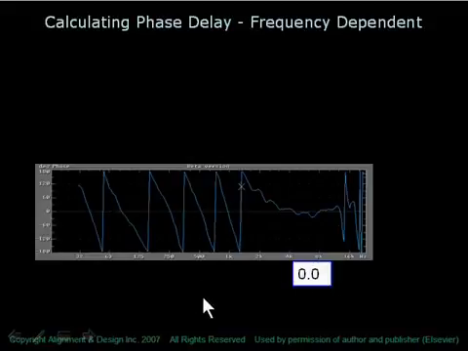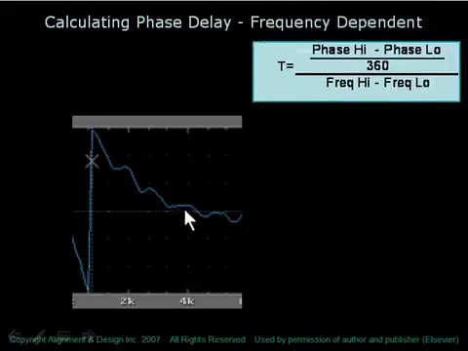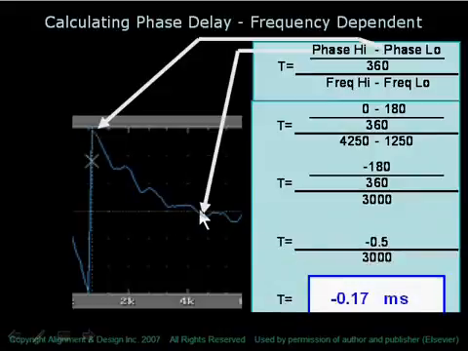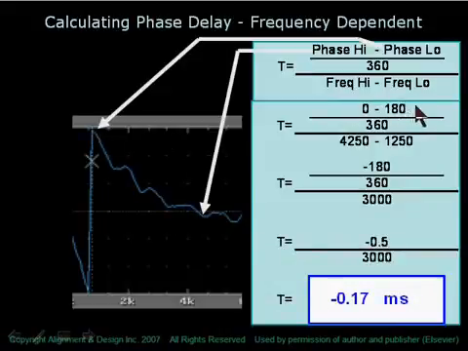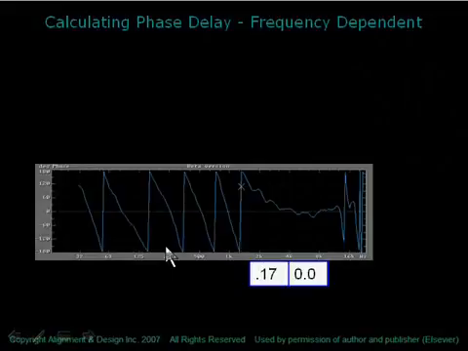Now we're going to focus in on the range below for the first 180 degrees of phase shift. It takes a frequency at the top of 4K, 4250 exactly, and ranges down to 1250 for a 180 degree change, or half a wavelength, over a 3000 hertz span. This translates to 1/2 of a cycle over 3000, which is 0.17 milliseconds. So we can stake that part out and move on to the next range below that.